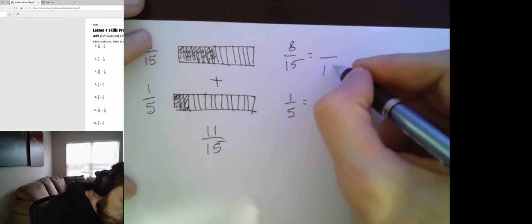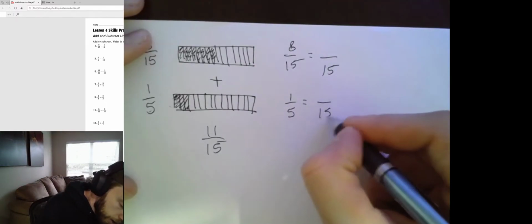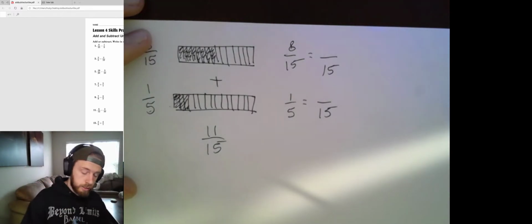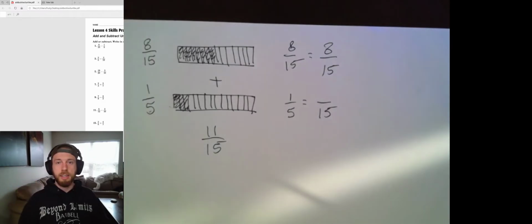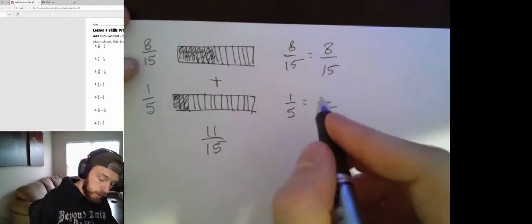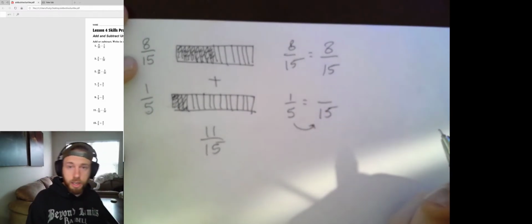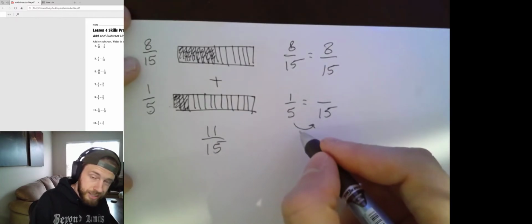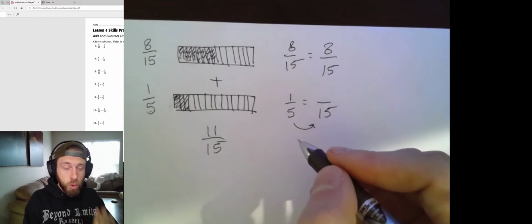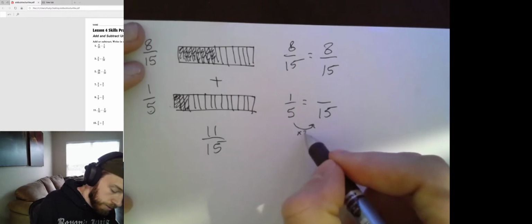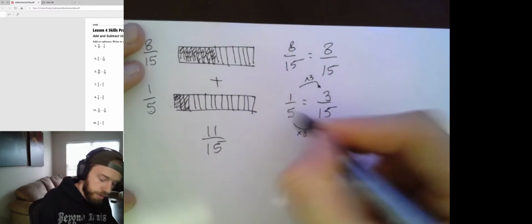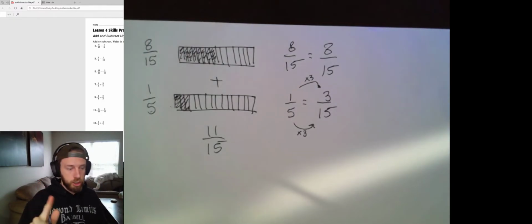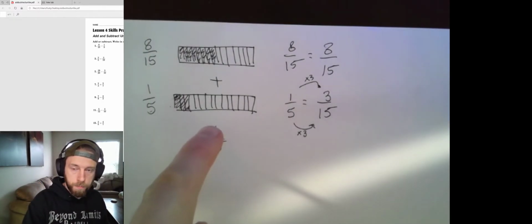I'm going to make sure that both of these fractions have a denominator of 15. Now, since the top one already has a denominator of 15, it doesn't need to change at all. It just stays 8/15. Now, the bottom one, since the denominator does change to 15, we have to do the same thing to the numerator to keep the fraction equivalent. 5 times 3 will give you 15, so we do the same thing to the numerator. And 1/5 is equivalent to 3/15, just like I showed you visually over here.